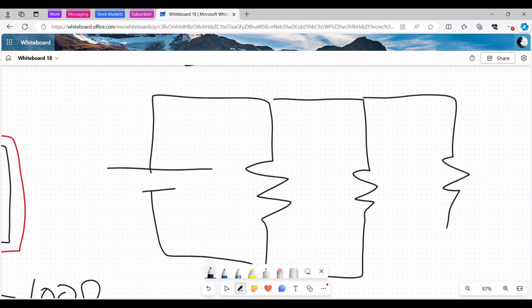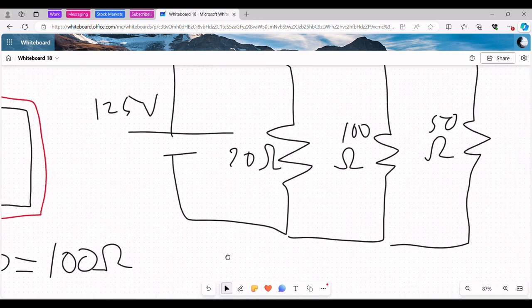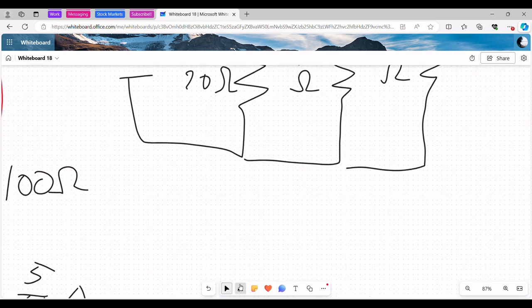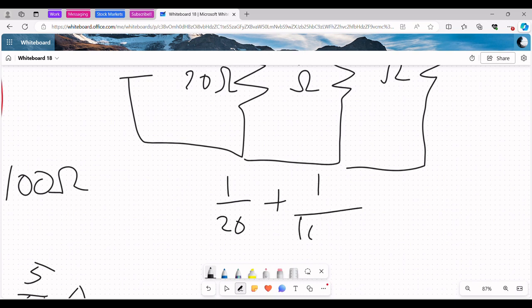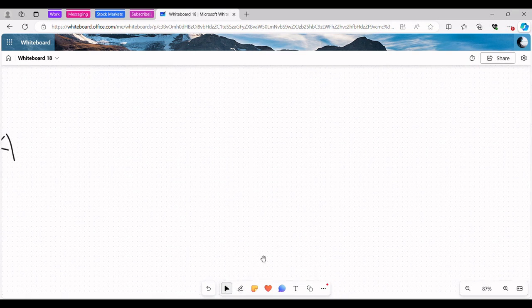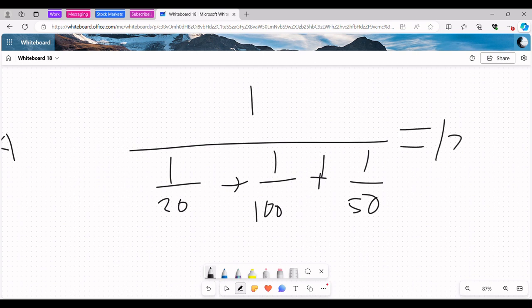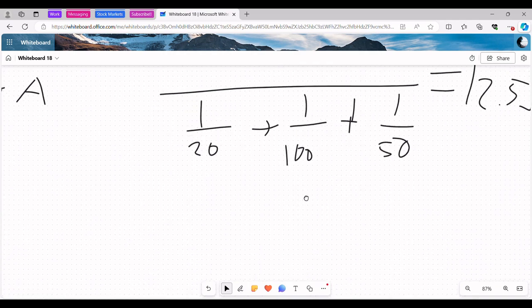Now let's do the same thing for this circuit, where we've got 20 ohms here, 125 volts going through here, 100 ohms here, and 50 ohms here. All right, first thing, let's find the total resistance. Since these are in parallel, we're going to add up the inverses. To find the total resistance, it's going to be 1 over 1 over 20 plus 1 over 100 plus 1 over 50. All right, and that equals 12.5 ohms. So that's the total resistance.